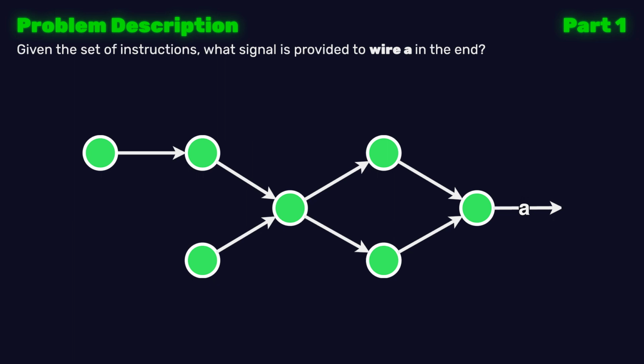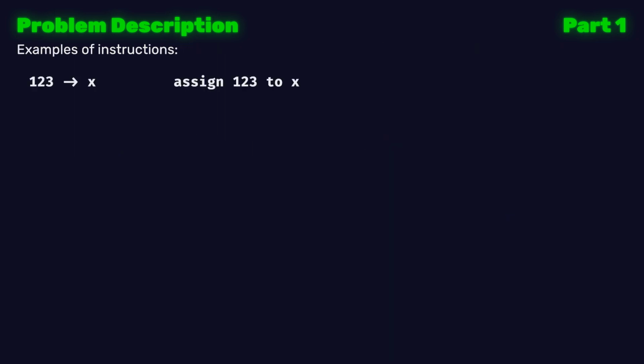At this stage, it already becomes clear that we shall be dealing with a network of wires and nodes, and we shall have to simulate the values as they propagate through the network. So let's have a look at the possible instructions. Firstly, it can be that the value of a wire is set directly. In this case, we assign 123 to X.